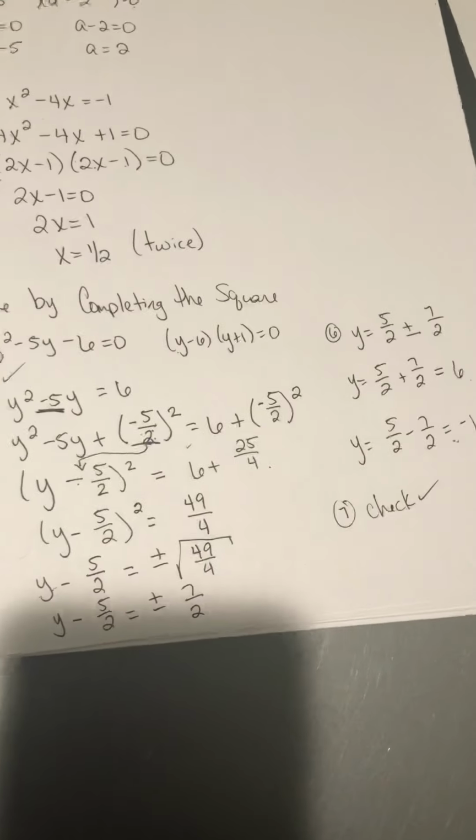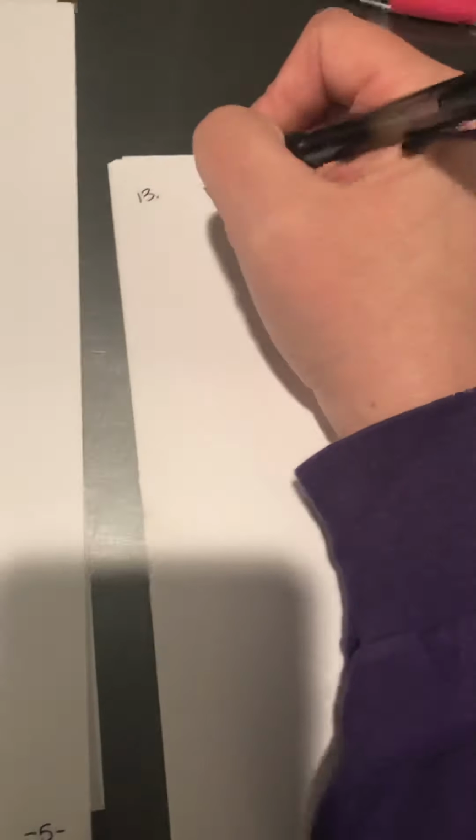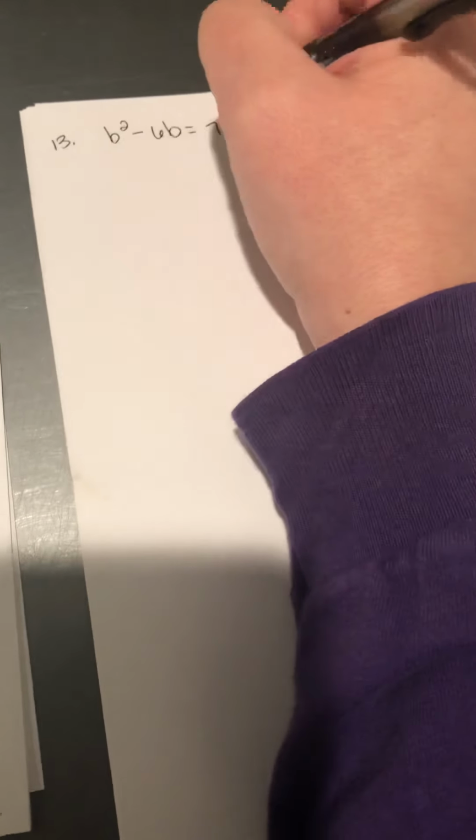So to do another one of these, try to do a few of these because this is everybody's least favorite usually. So we have b squared minus 6b is equal to 72.